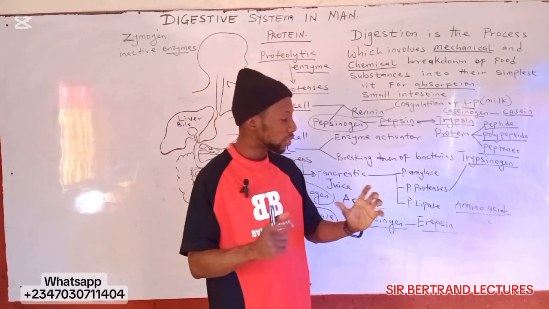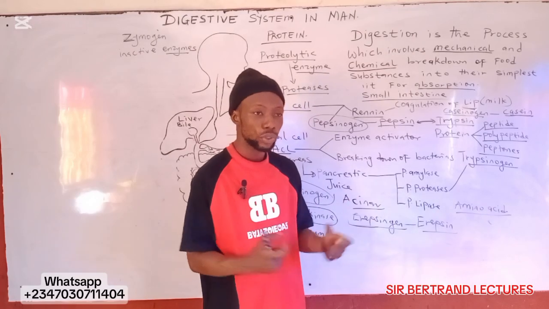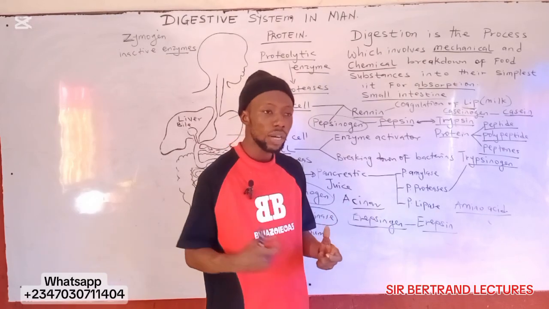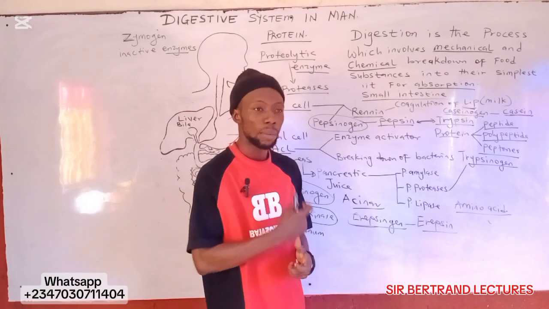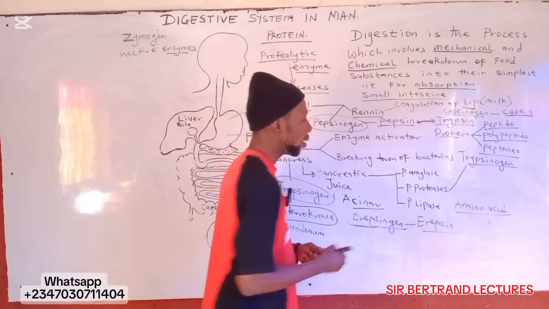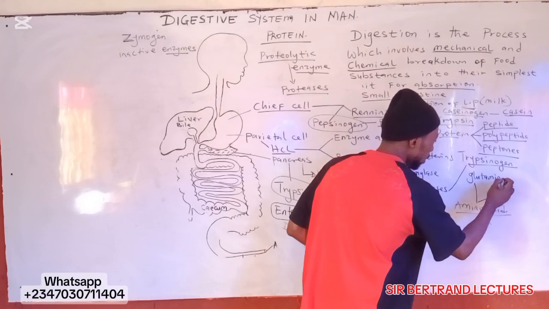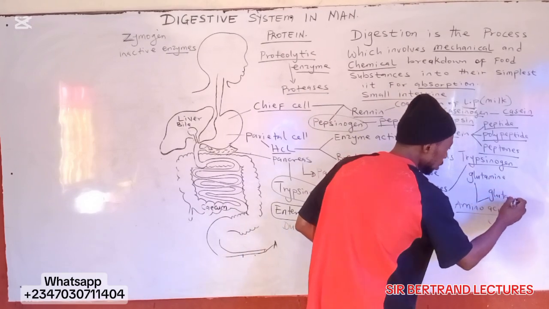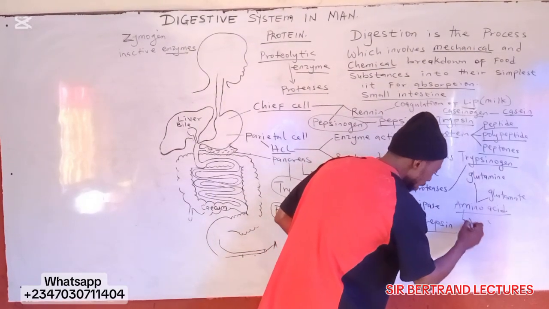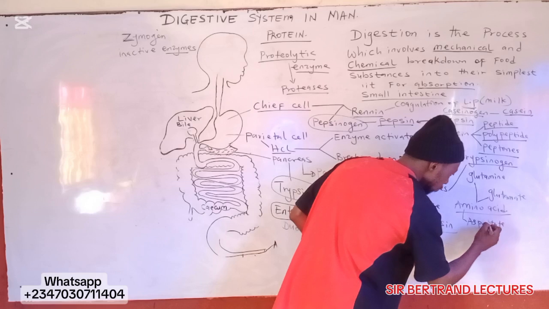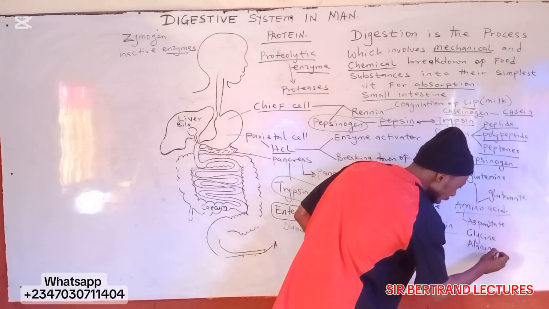Do you understand? Every protein comprises amino acids, and the most abundant, the most common amino acids we have in proteins or in food are glutamine and glutamate. We have other ones like aspartate, glycine, and alanine.